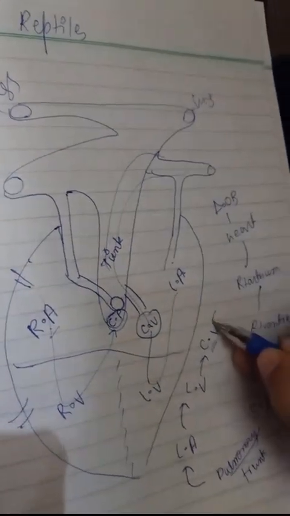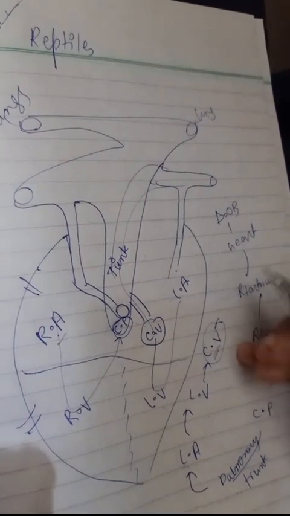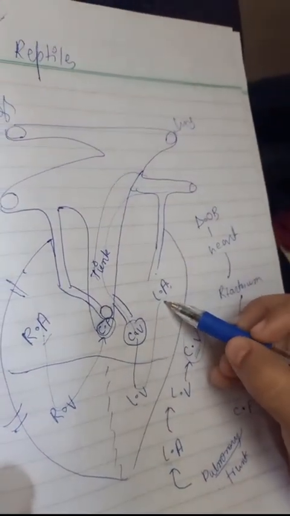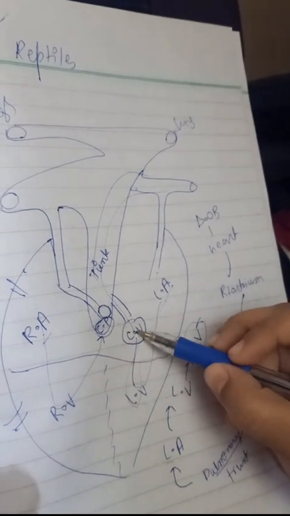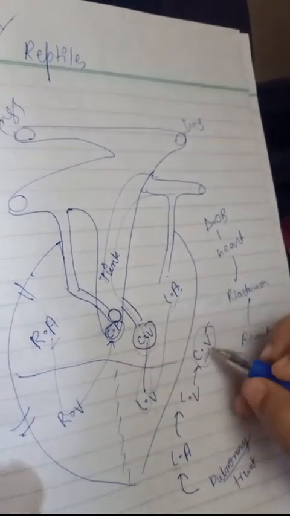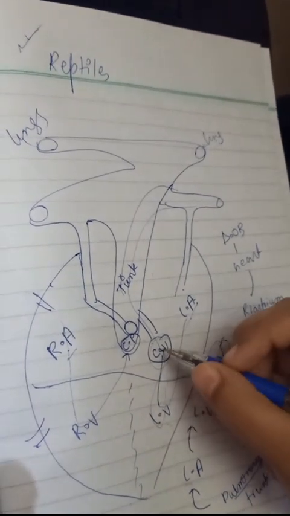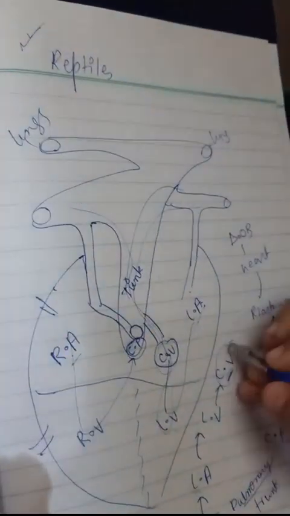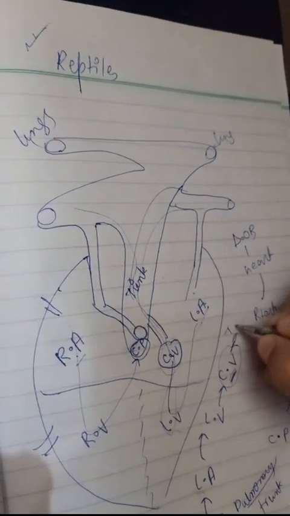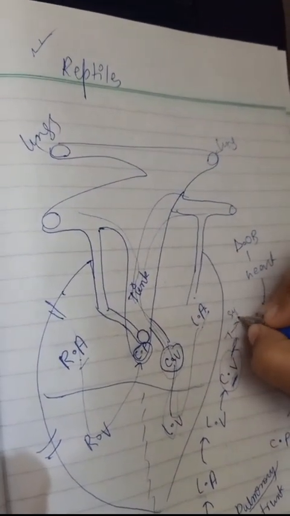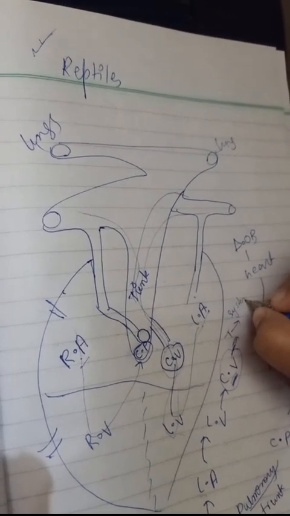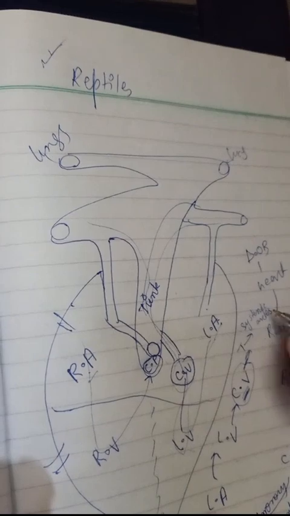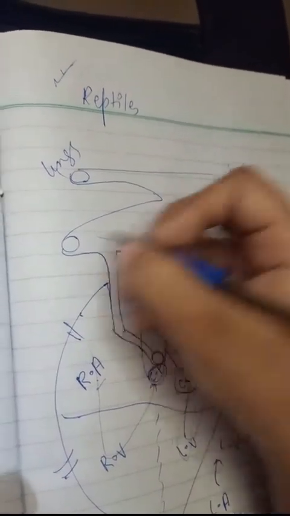So we were at the CV. The CV was the cavum venosus. The oxygenated blood comes from the left atrium to the left ventricle. After that the oxygenated blood moves toward the cavum venosus. After that the cavum venosus moves to the trunk and to the arcs, to the body parts. So it moves to the trunk, after the trunk to the systemic arcs. After that the oxygenated blood moves toward the body parts.